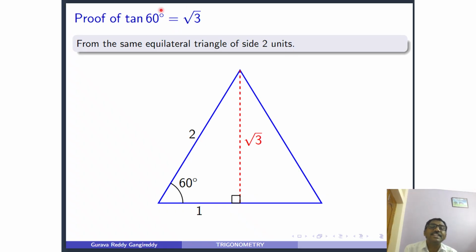Proof of tan 60 degrees equal to root 3. From the same equilateral triangle of side 2 units, this is 60 degrees. So for 60 degrees opposite side is root 3 and adjacent side is 1. So root 3 by 1. Tan 60 degrees is equal to root 3 by 1, that is root 3. Tan 60 degrees equal to root 3.